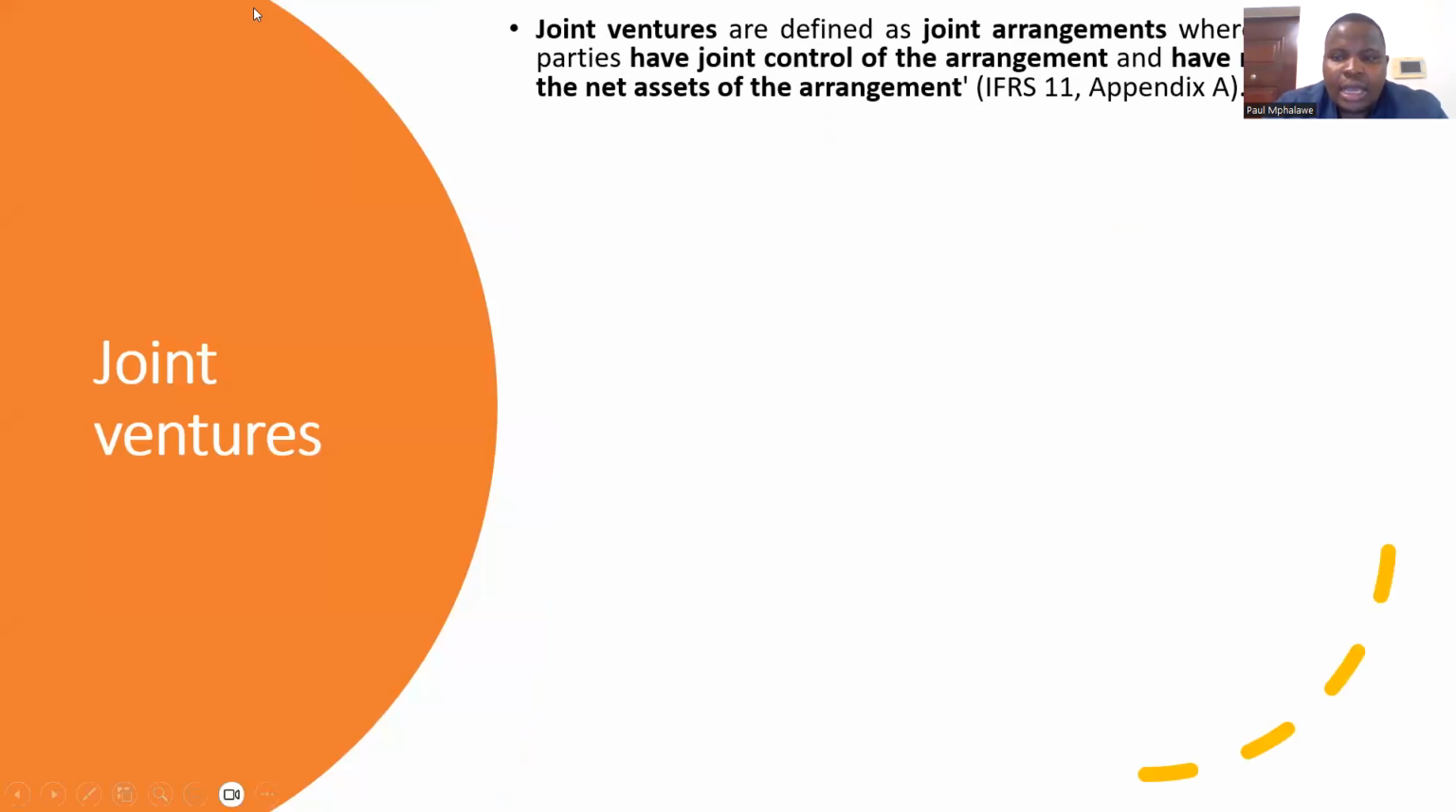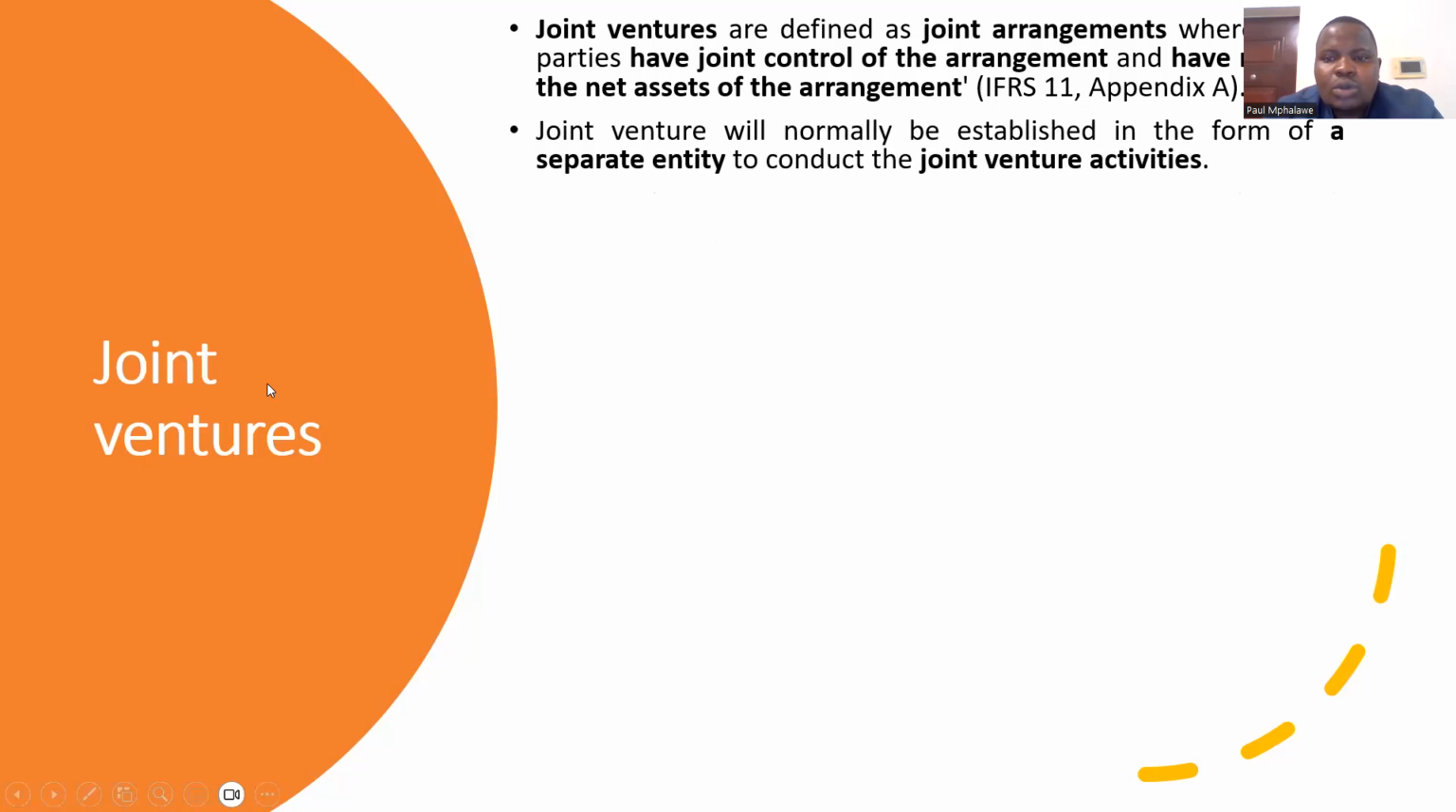So what is a joint venture? For us to have a distinguishing factor, let's look at what a joint venture is all about. So joint ventures are defined as joint arrangements whereby the parties have joint control of the arrangement, number one. Number two, they have the rights to the net assets of the arrangement, according to IFRS 11. Okay, any other distinguishing factor?